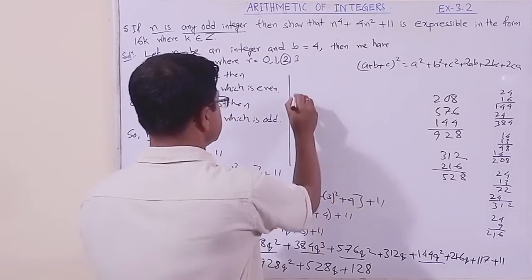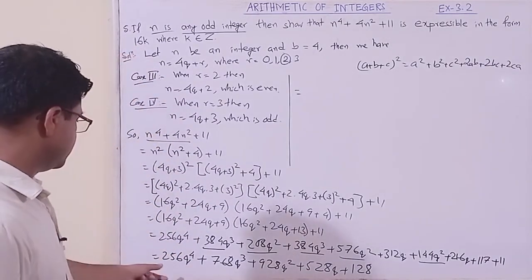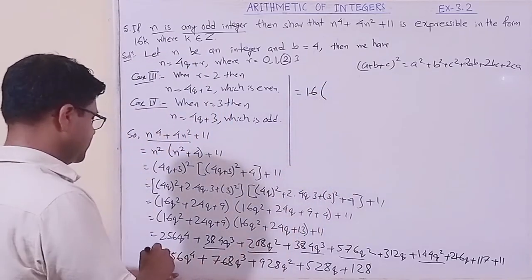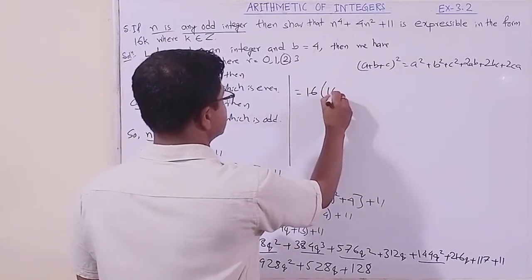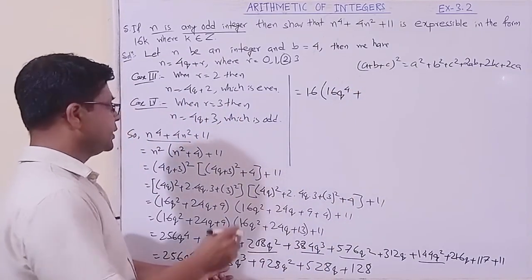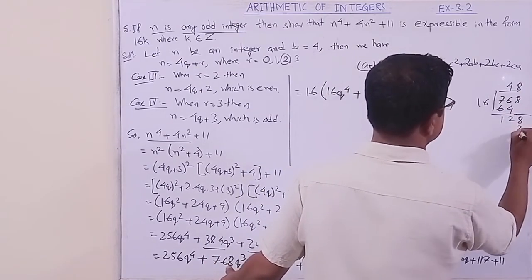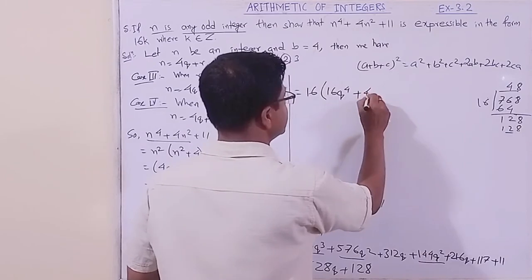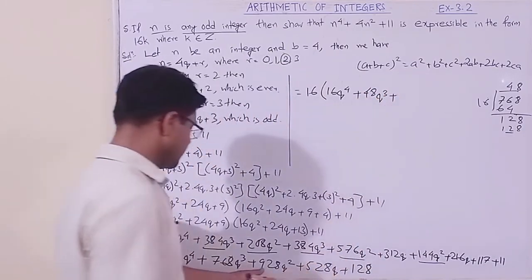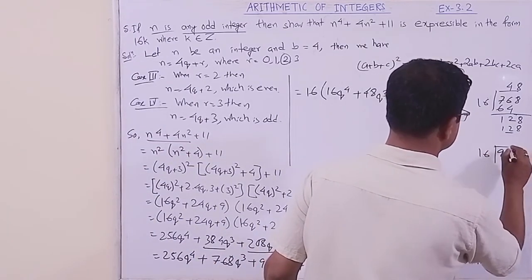Now let me wrap this part. We have to express it in this form, 16q. Is 16 common? Let us see, we will take 16 common. So 16 into 16 q to the power 4 plus, from 768 we want to take 16 common, so let us divide: it is 48 q cube, plus 928. We want to take 16 common.